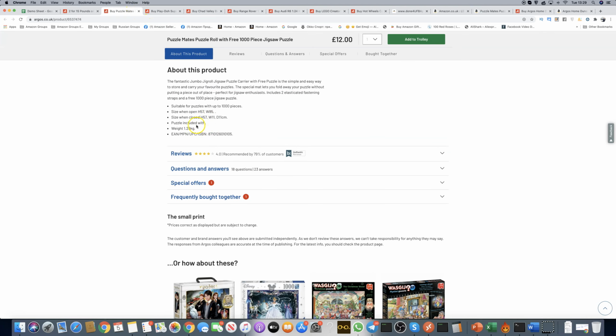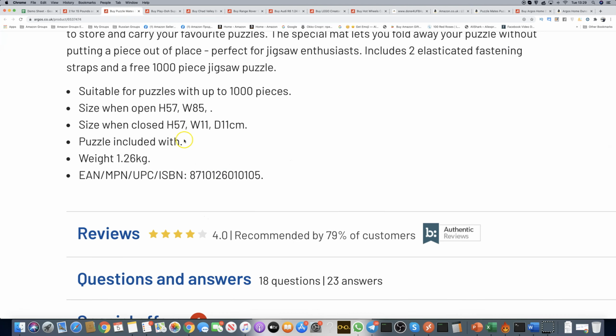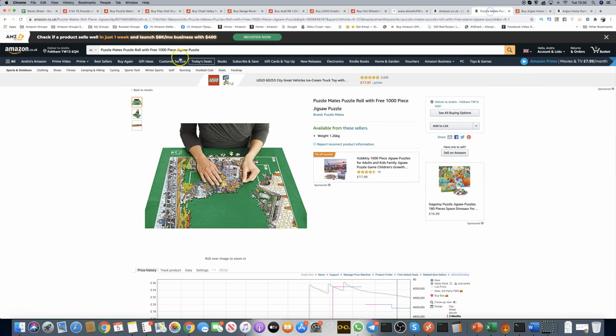They have it sometimes included here. Yeah, they have EIN, MPN. So you can do it this way as well. Just a little trick. Grab the EIN. It's basically the product identification number. Put this into Amazon. Let's see.